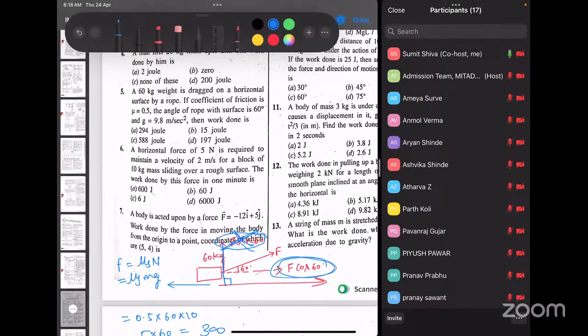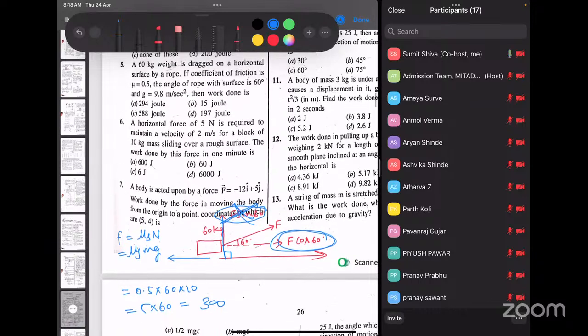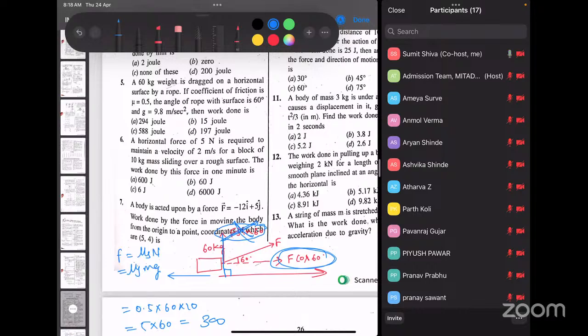Am I right? Yes or no? Sir, g we have to take 9.8. It's okay, we will manage that much. But displacement is also not given to us, and without displacement, I cannot find out the work.